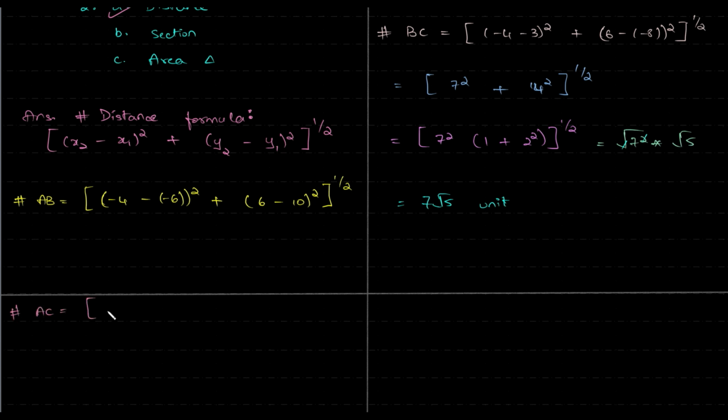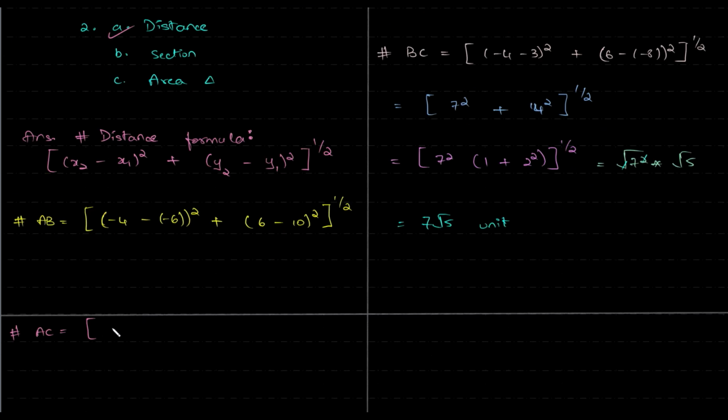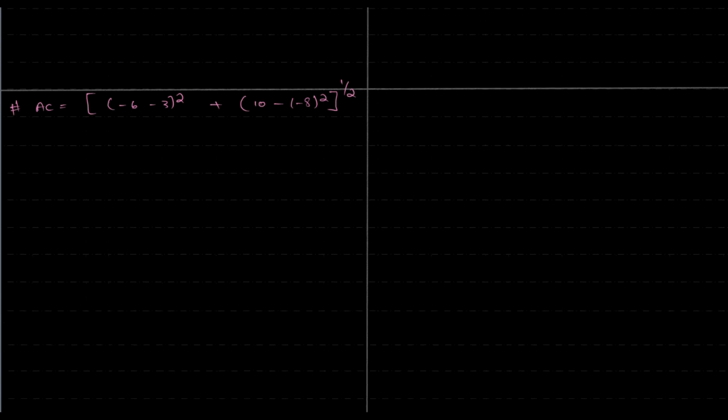So AC would be equal to what, guys? A is minus 6 and 10. Oh yeah, I have the values. And B, C is 3 and minus 8. So 3 square plus, this is 10 minus of minus 8. See, 18 square is something that I won't usually remember. Okay, so I end up doing a lot of calculation.